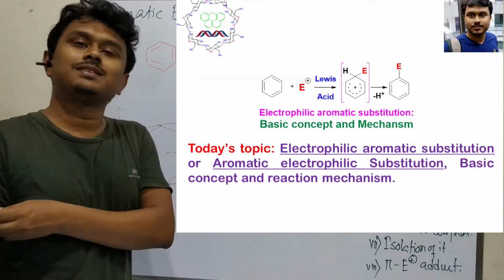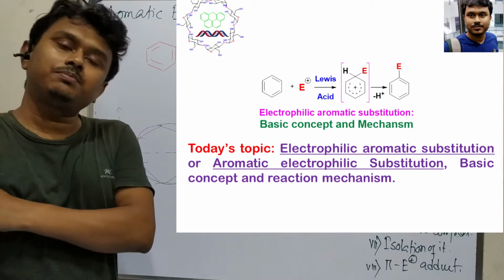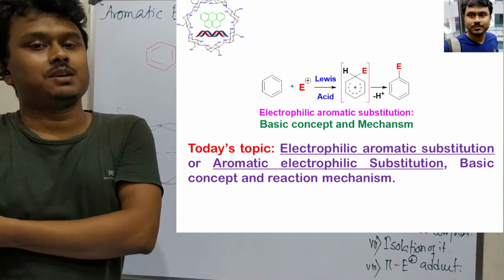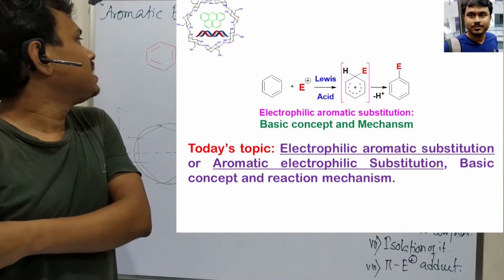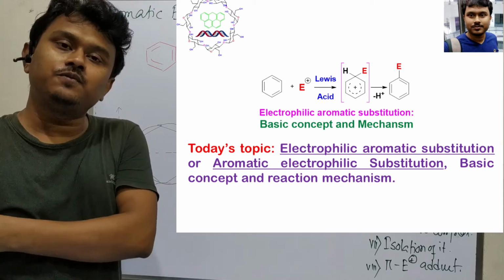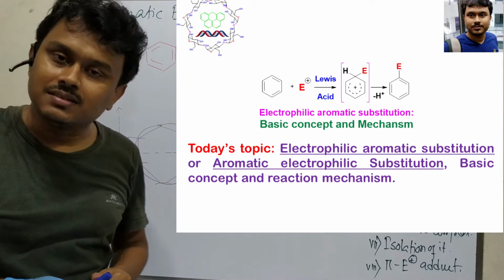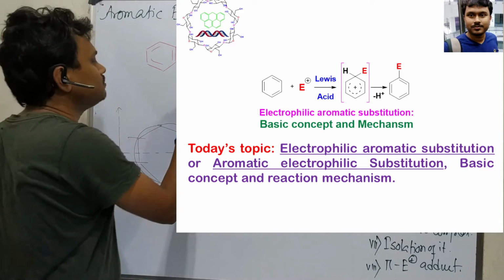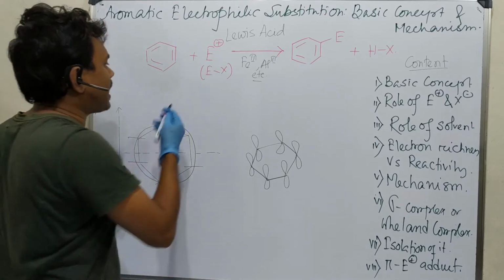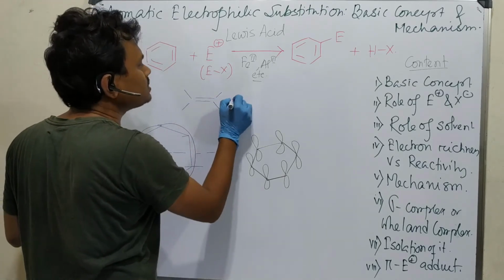So today we will discuss aromatic electrophilic substitution, basic concept and mechanism. In my previous video, I discussed the basic difference between an alkene and an arene. Initially we all learn about alkenes, meaning a simple double bond. Alkene means a simple isolated double bond. This is called alkene.